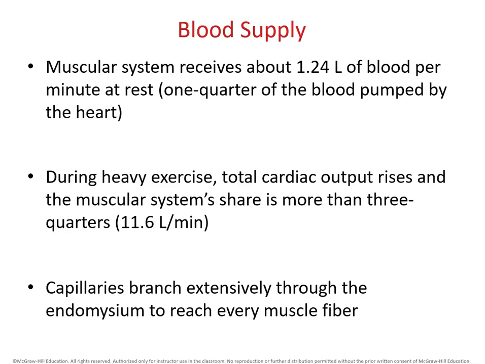About 1.25 liters of blood per minute is going to your muscles at rest. So of the blood that's being pumped by your heart, about 1/4 of it is going to sustain your muscle system. This increases drastically when a person is exercising. Okay, so it's a little less than 10 times the blood need when a person is exercising.